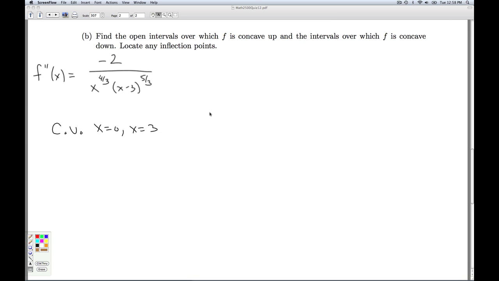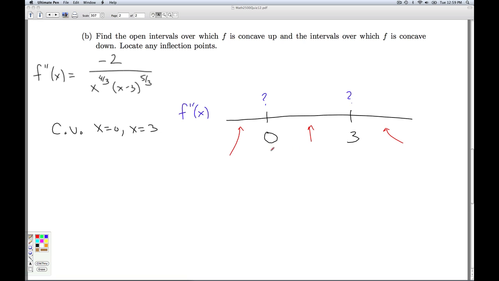Okay, so here's my second derivative and the critical values. I'm going to put them on my number line here, x equals 0 and x equals 3, and I'm going to make a sign diagram for my second derivative. Now, at 0 and 3, the second derivative didn't exist. I don't know what's going on there. So I'm going to pick some test values, and I'm going to figure out what the sign of these are.